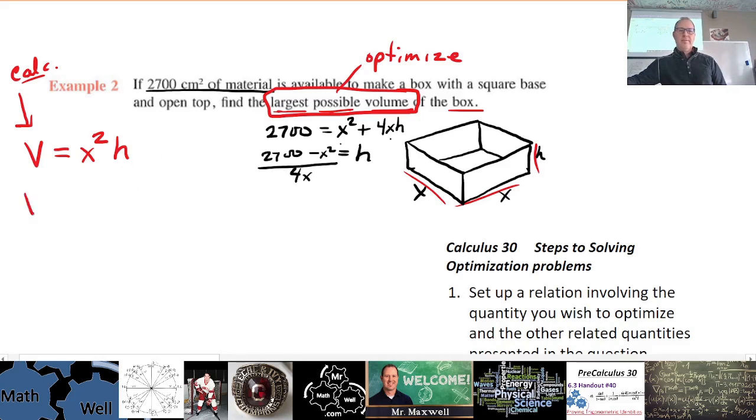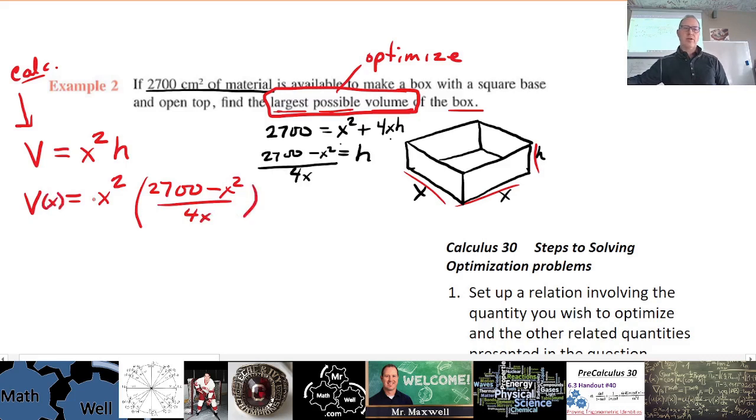So this is solely going to be in terms of x now. That's great. So x squared, we're going to times 2,700 minus x squared over 4x. And now that is indeed all in terms of x. We have a function of volume as a function of x only. That's easy for us to do calculus on now. And remember, the goal of this is to find out where our critical numbers are, because critical numbers are where a potential local maximum or minimum is going to be. So if we're going to find a local maximum here, I want to find out what the critical numbers are. So I need to take the derivative of this function.